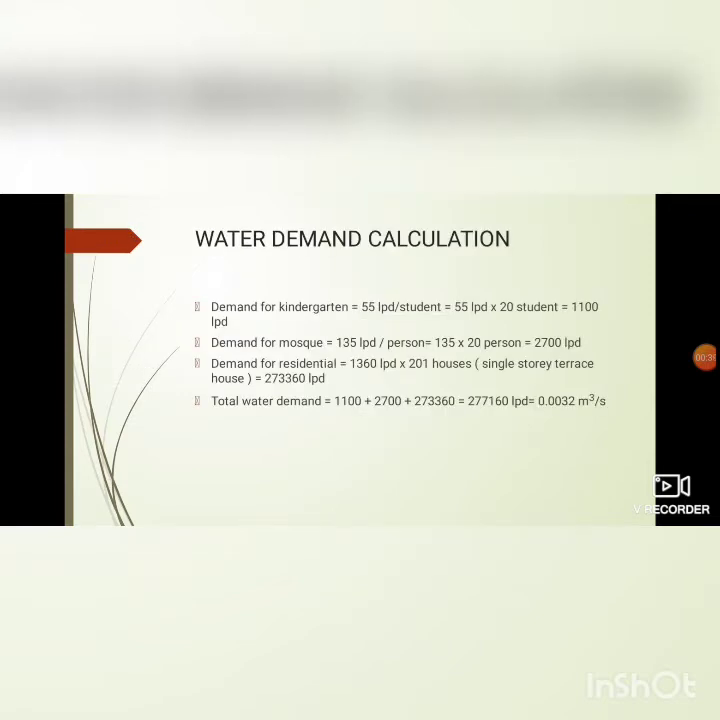Next is to do the water demand calculation for phase 1. Demand for kindergarten is equal to 55 liter per day per student, which is equal to 1,100 liter per day. Demand for MOS is equal to 135 liter per day per person, which is equal to 2,700 liter per day.